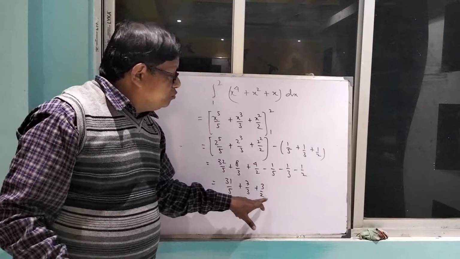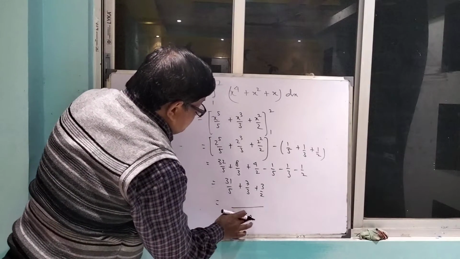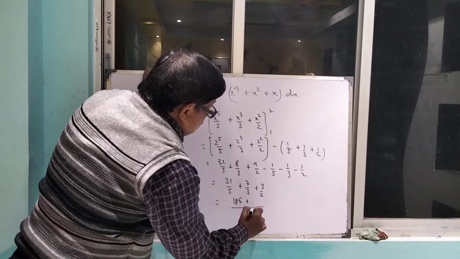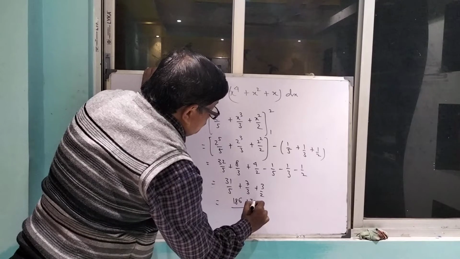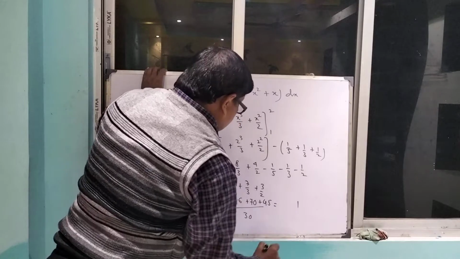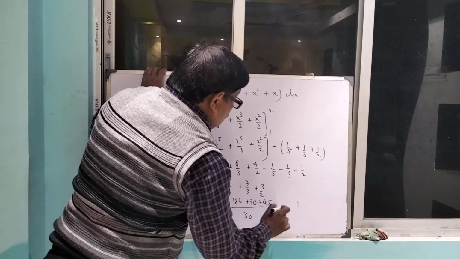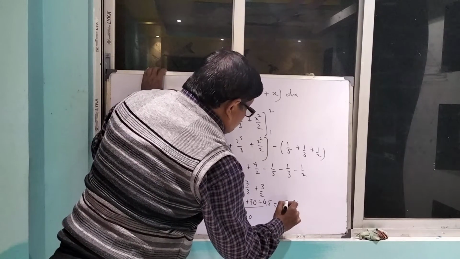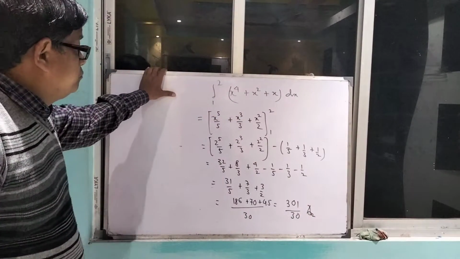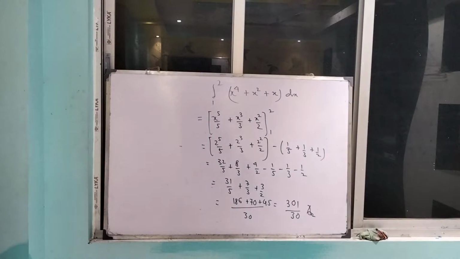So 5, 3, 2 LCM will be 30. Okay, this will be 30. 5 6s are 30, 6 times 31 is 186... then 7 times 10 is 70, plus 3 times 15 is 45. Now add, and the answer comes over 30. Okay, understood? Simple formula.